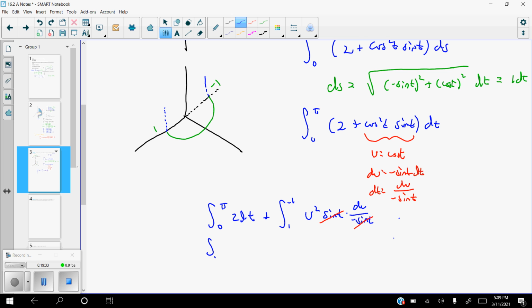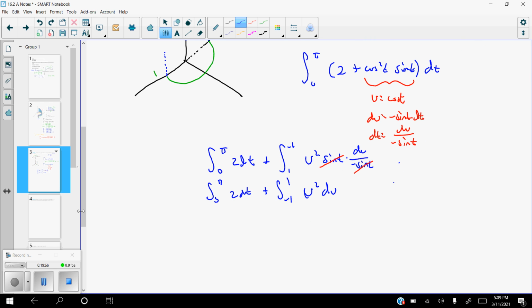So then we're going to have the integral from 0 to pi of 2 dt. If I pull the negative out to the front, my bounds are still upside down, so I can get rid of the negative by flipping the bounds. So I'm going to keep this a positive, but I'm going to flip the bounds. And now all I have left to integrate is u squared du. Properties of integrals there.